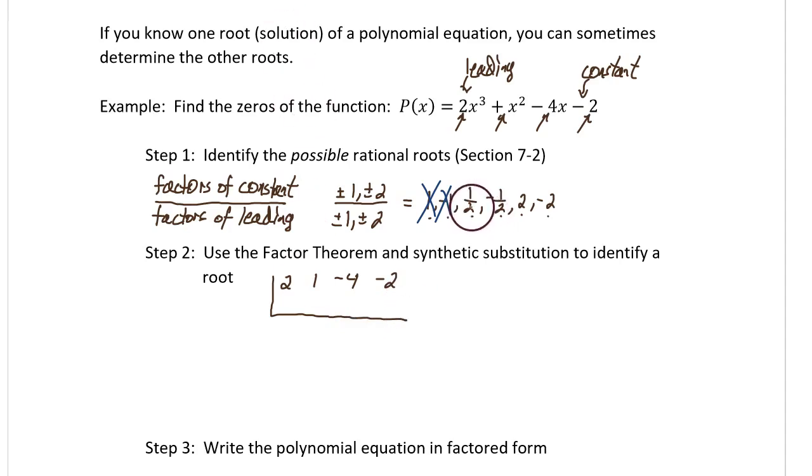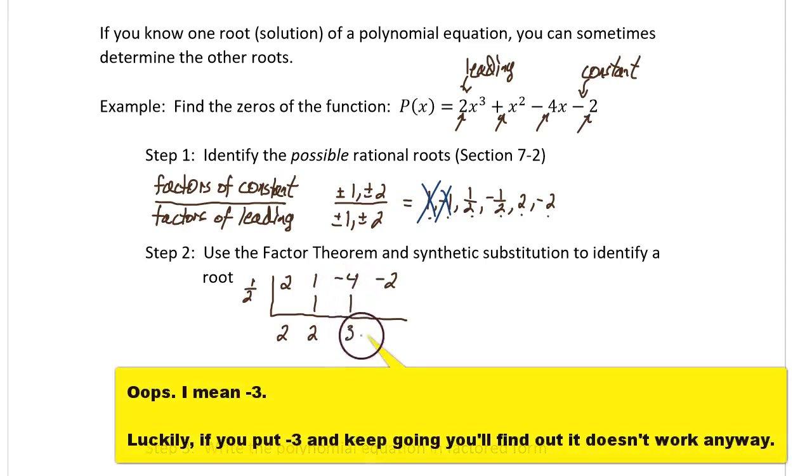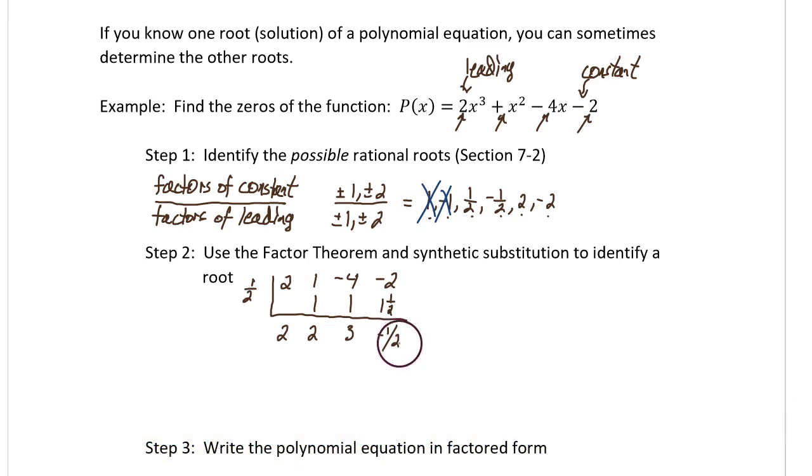The next number in my list of possibilities is 1/2. So I'm going to write that over on the side. Bring down the 2. 2 times 1/2 makes 1. 1 plus 1 is 2. 2 times 1/2 makes 1. -4 plus 1 is 3. And 3 times 1/2 is 1.5. When you add these together, it's -1/2. It did not turn out to be 0, so 1/2 doesn't work. I'm going to cross it off. It was a possibility, but when I actually tried it, it did not work. Now take your eraser, and we're going to try something else.